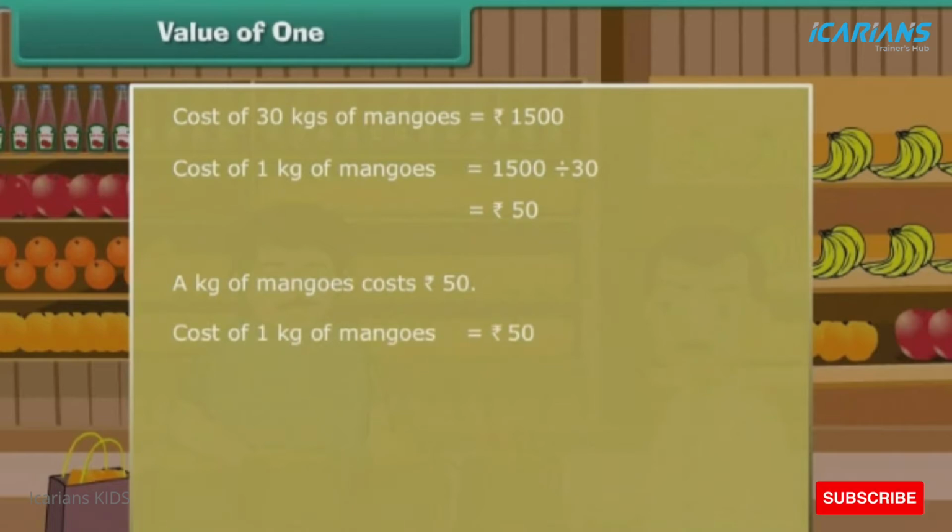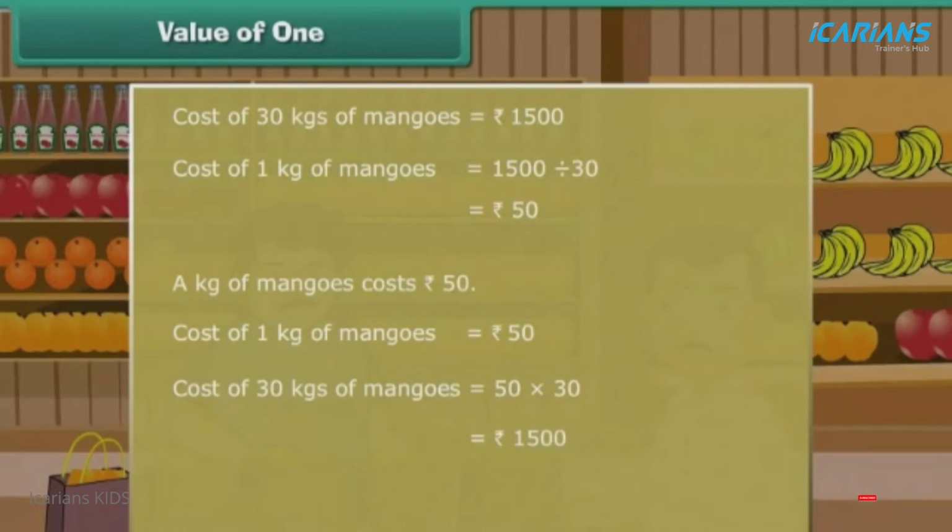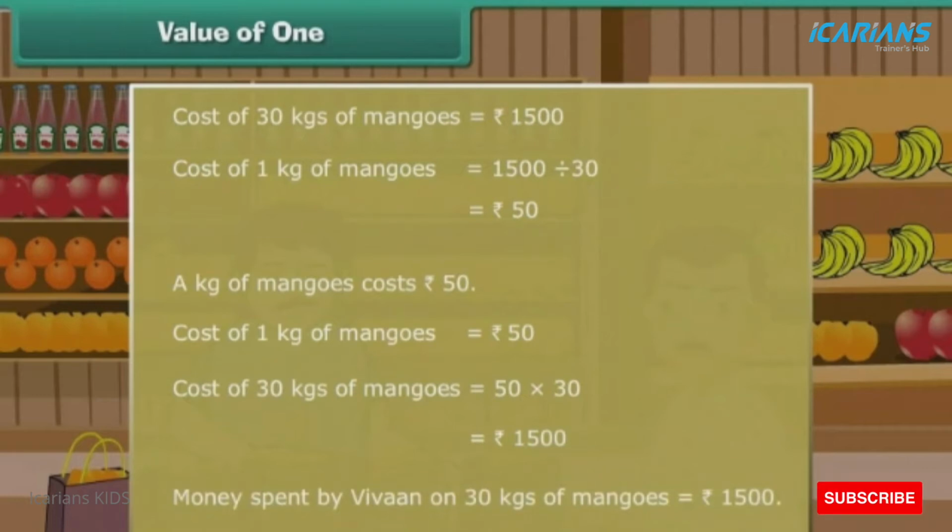Let us verify our division. Cost of 1 kg of mangoes is equal to 50 rupees. Cost of 30 kgs of mangoes is equal to 50 into 30, which is equal to 1500 rupees. As per the question, Vivan spends 1500 rupees on 30 kgs of mangoes. So, we verified that our division operation is correct.